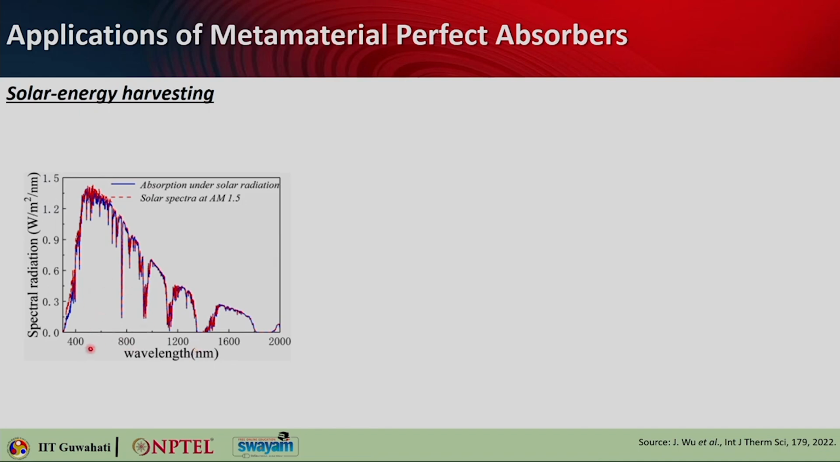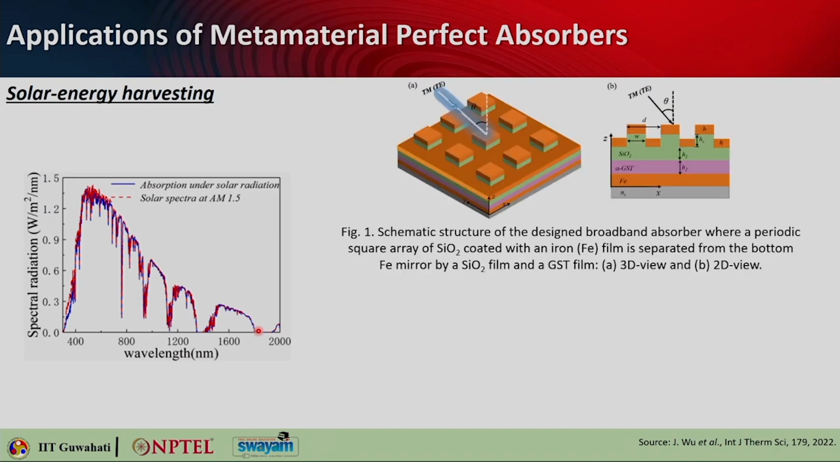But then what is important here is that it tells you the range over which you are supposed to absorb. Now, if you do not absorb anything beyond say 1800, you are not losing much, you only have a very small portion of the solar spectrum which lies beyond 1800. So, you can design your absorber until here. There are many attempts in the literature to design this kind of perfect absorber. One such design has been published in this paper that I am showing here. This is a broadband absorber where you have a periodic square array of silica coated with iron film, and this is separated from a bottom iron mirror by another silica film and a GST film.